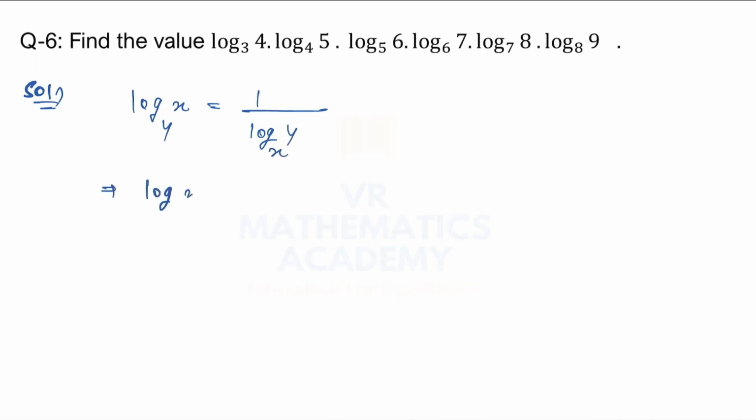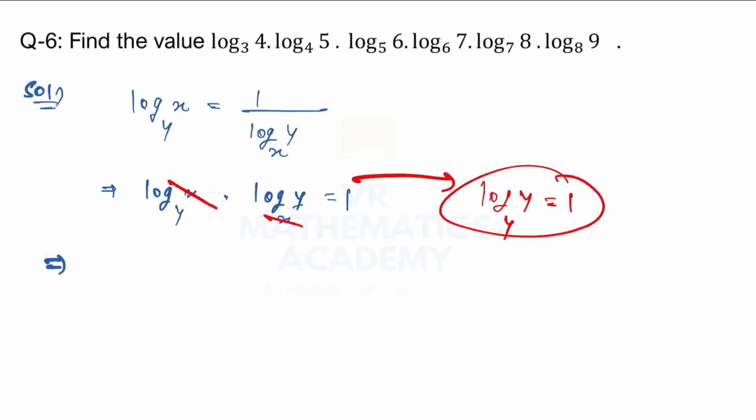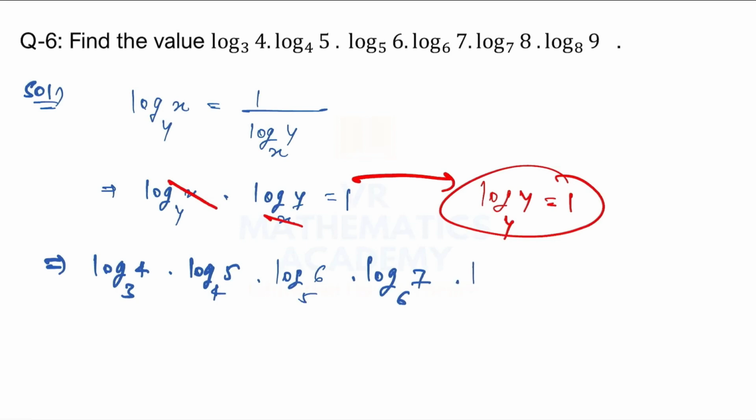So it can be written as log x base y multiplied by log y base x will be equal to 1, because x and x cancel out and finally log of y with base y will be equal to 1. So the same we can apply in this question. We are given log of 4 base 3 multiplied by log of 5 base 4 multiplied by log of 6 base 5 multiplied by log of 7 base 6 multiplied by log of 8 base 7 and multiplied by log of 9 base 8.